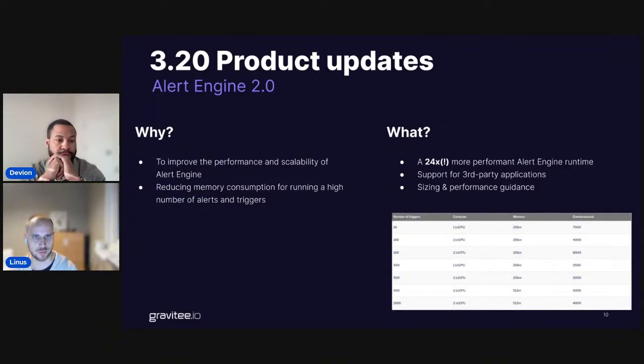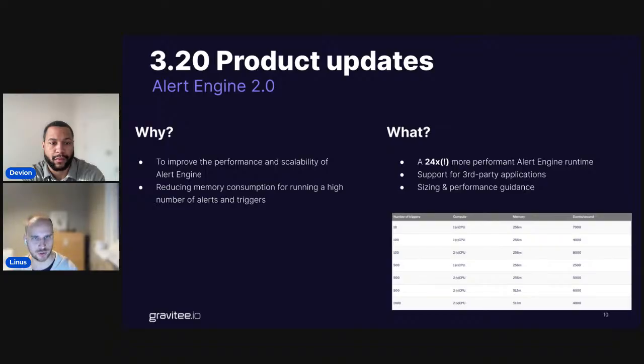And I'm happy to announce that with Alert Engine 2.0, we have a 24x more performant alert engine runtime. So it's able to handle 24 times more the triggers and alerts on the same resources as it did previously. I have a sizing and performance guide here. It's part of our official documentation. It allows you to understand with different compute and memory architectures how many triggers and how many events and alerts you can expect Gravitee to handle without having any challenges.